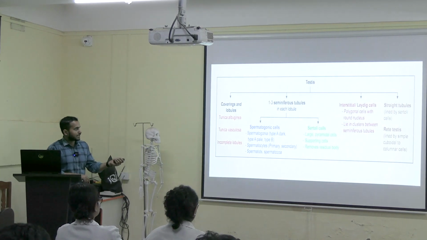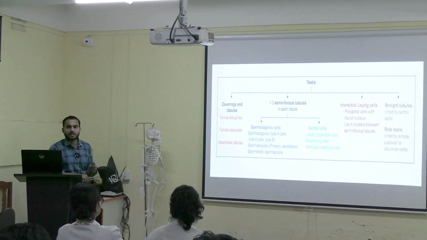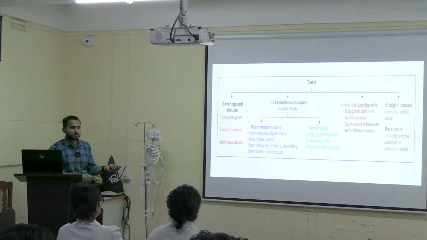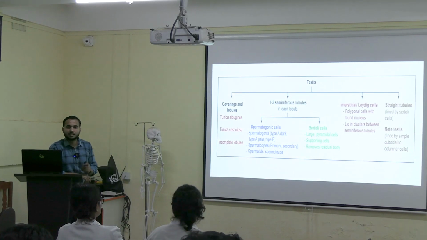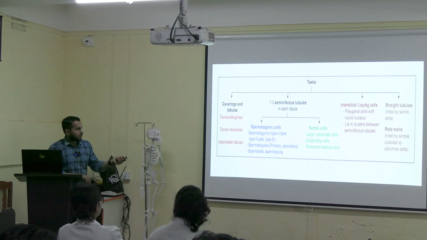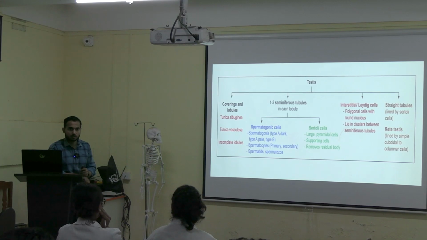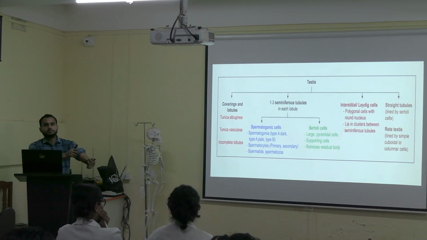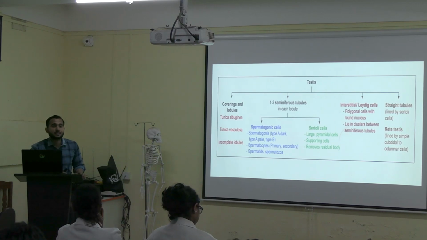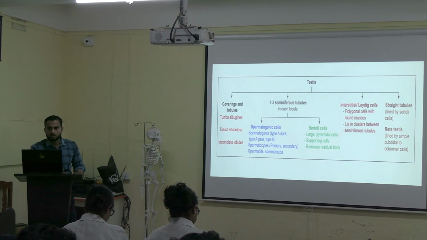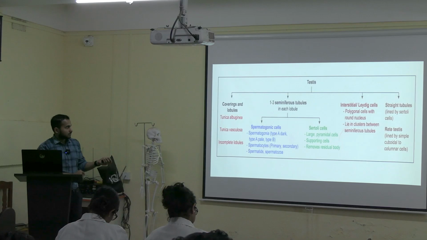Sertoli cells are a special type of supporting cell, which provide nourishment to the spermatogenic cells and remove the residual body also. Along with that, another important function is there of this Sertoli cell. Can anyone tell me what is that? Nourishment I already mentioned. It forms the blood testis barrier. These are the areas from where you can expect MCQs in the exam.